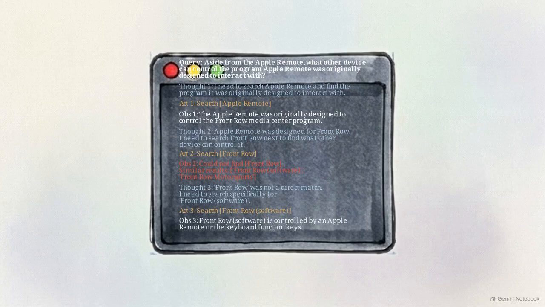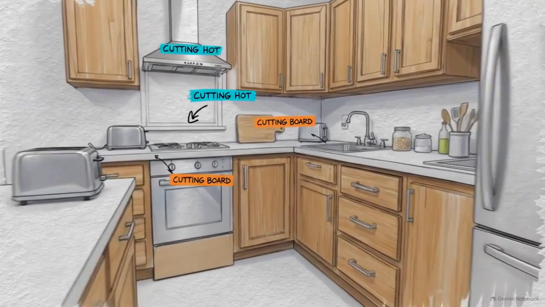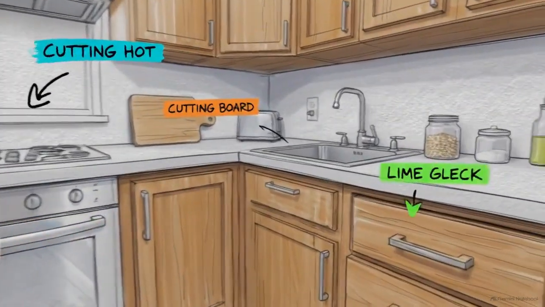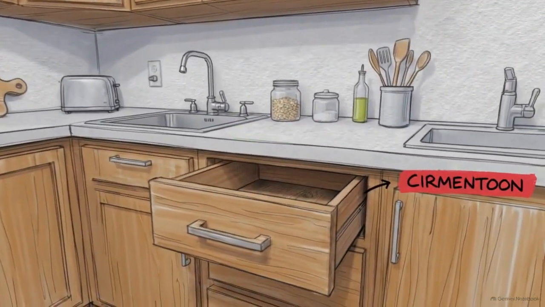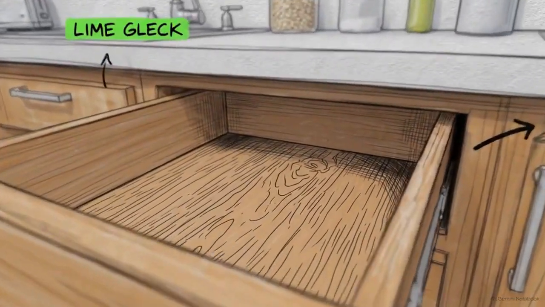The accumulated observations provide the final puzzle piece. The agent synthesizes the data in its final thought sequence and outputs the verified answer, keyboard function keys. This Reason Act Observe framework scales directly to spatial tasks. In the ALFWorld simulation, an agent must find a pepper shaker and move it to a drawer.